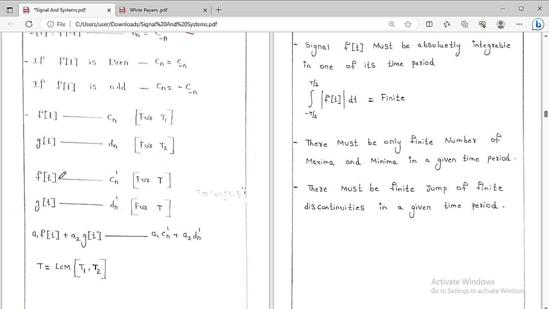Now go for the linear combination of these two signals. The resulting signal is also a periodic signal with the same time period T, and the resulting signal's Fourier coefficient will be a1 into Cn dash plus a2 into Bn dash. So these points you always have to keep in your mind.